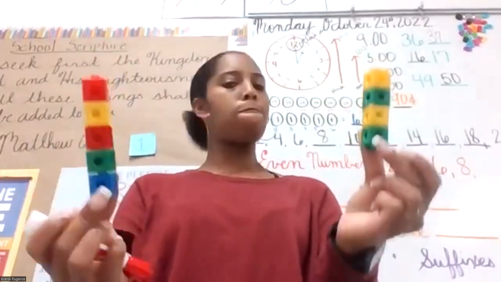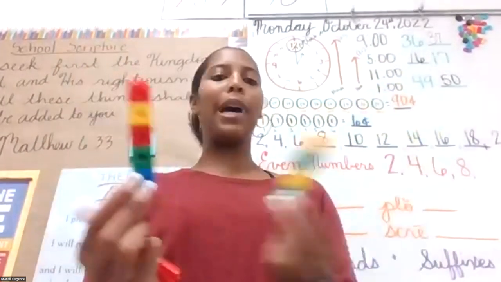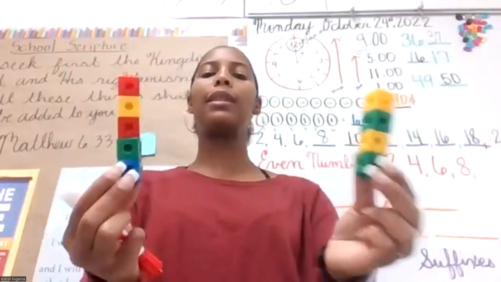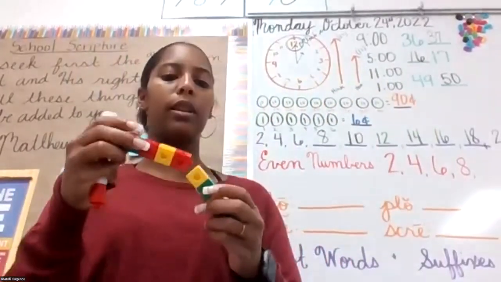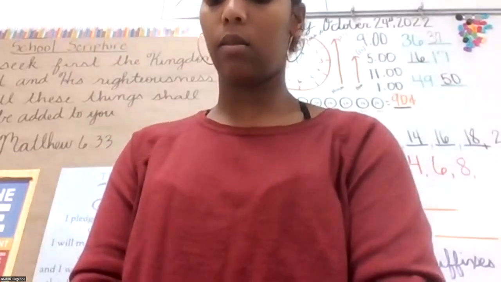No? Not an even number. 5 and 4, not even. It's not equal on both sides, so this is not an even number. Let's look at 10.